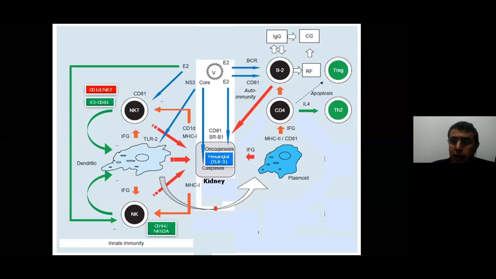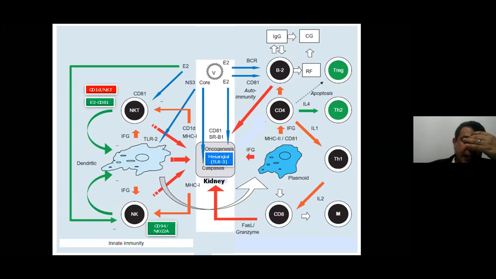But CD4 also, if it produces interleukin 1, will stimulate T helper 1 cells. T helper 1 cells can stimulate the differentiated plasmacytoid cells to CD8. Also, this will produce Fas ligand and granzyme, which can affect and destroy the renal cells. This is the adaptive immunity. So we have innate immunity and, of course, adaptive or cell-mediated immunity. So it's a complex process.